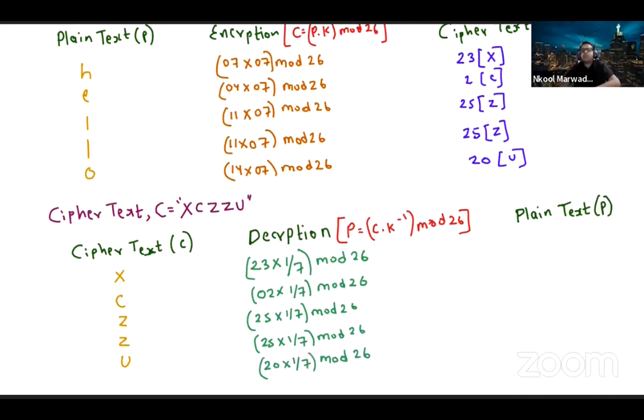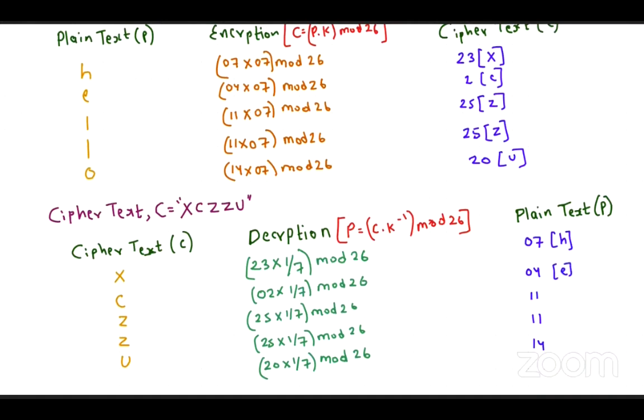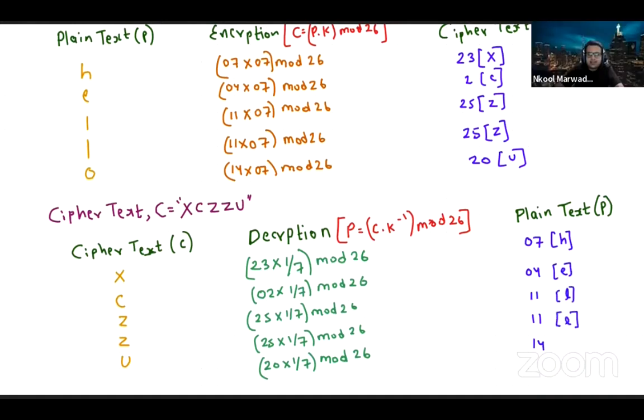Now the question is how to solve this, because 1 by 7 is there now. Are you aware of solving this? How to solve this? Please unmute and tell, are you aware of this? So when we solve this, we will get 0.7, then 0.4, then 11, then once again 11, and then 14. And this 0.7 is H, E, L, L. How did we get that? Are you aware of this?